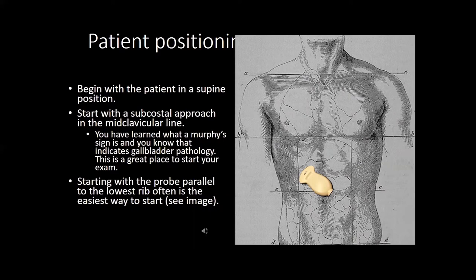You may have learned about the Murphy sign. If not, it is when a patient stops inhalation during palpation of the right upper quadrant in the subcostal midclavicular line. This is due to tenderness over the gallbladder and is indicative of gallbladder pathology, most commonly cholecystitis. So it makes sense that we would start our exam in this location. Start with the probe parallel to the lowest rib, as this will make the exam easiest for you and set you up for success.